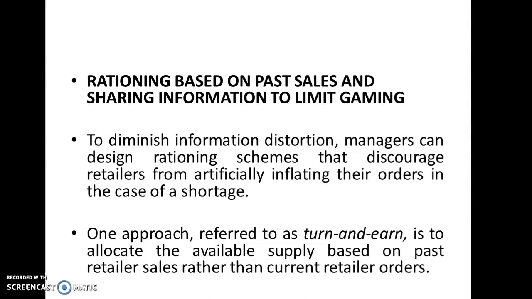So, sometimes due to the shortage of supply of products, the retailers may inflate their orders. That means they increase the orders to a higher number when compared to the original requirement. So in this case, the firm or company can apply a method called turn and earn. That means you apply the strategy of allocating the available supply based on past retailer sales rather than accepting the current retailer orders as they are.